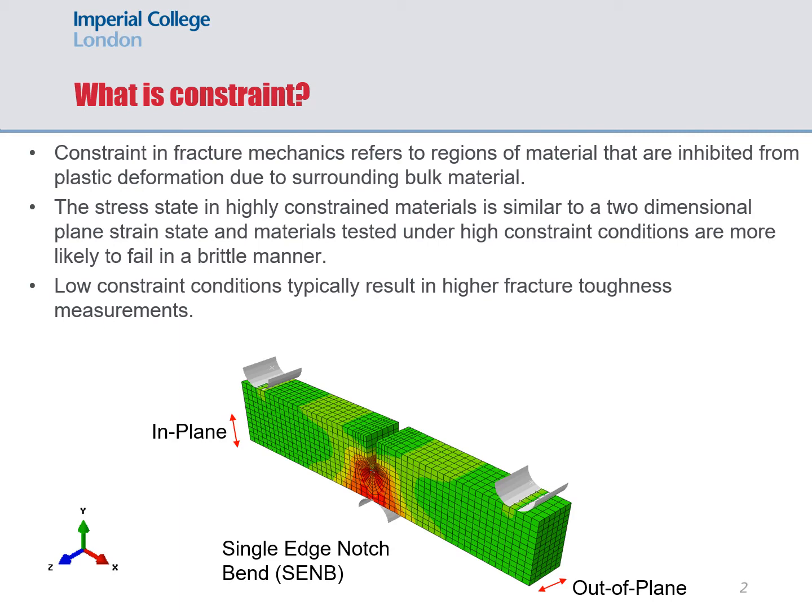Fracture toughness testing is generally conducted using highly constrained geometries like single edge notch bend specimens, or SENBs, like the one shown here. Constraint refers to the inhibition of plastic deformation in regions that are surrounded by bulk material, such as in the mid-plane or the mid-thickness of the specimen. While high constraint samples are used to predict conservative operational lifetimes, it does imply that our methods of assessment can be improved if we can fully quantify the relationship between constraint and fracture toughness.